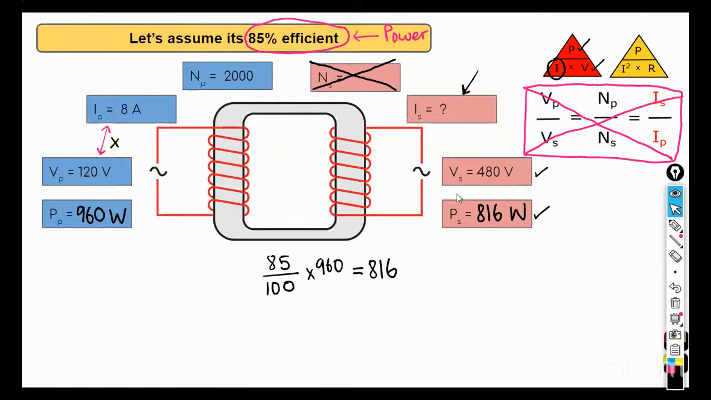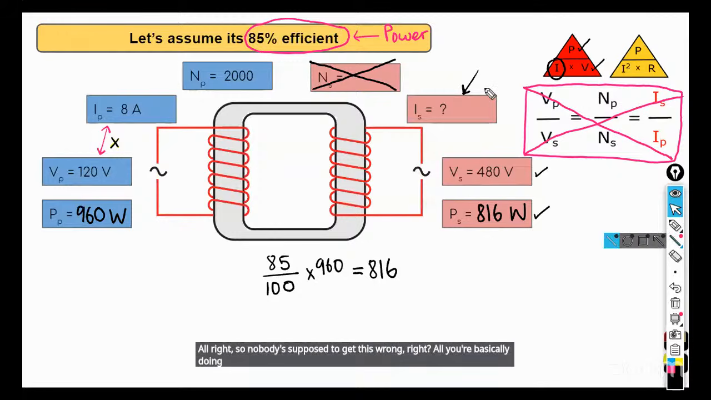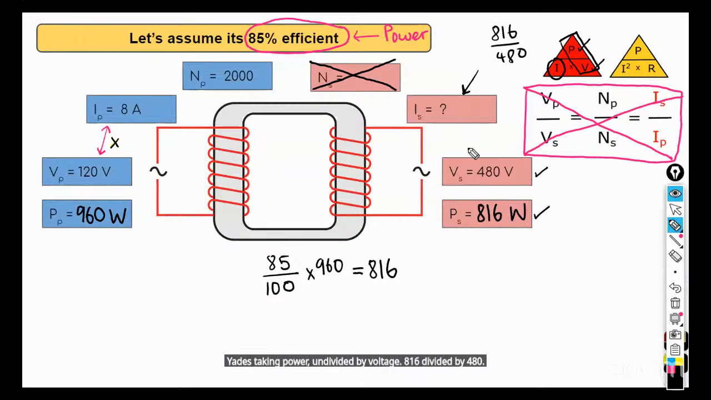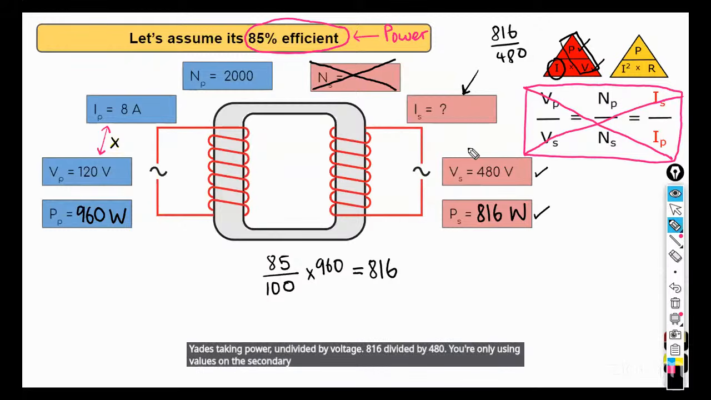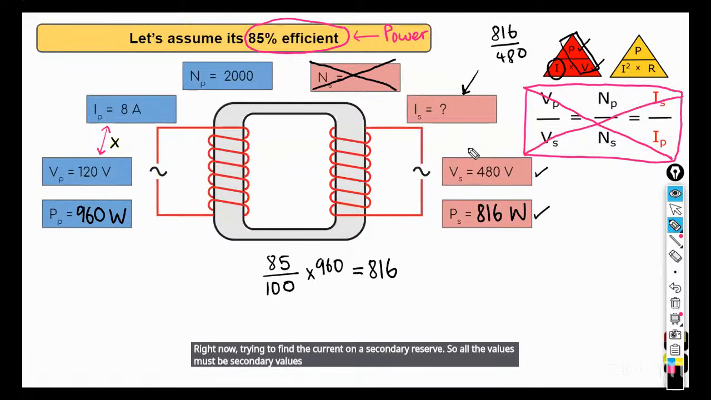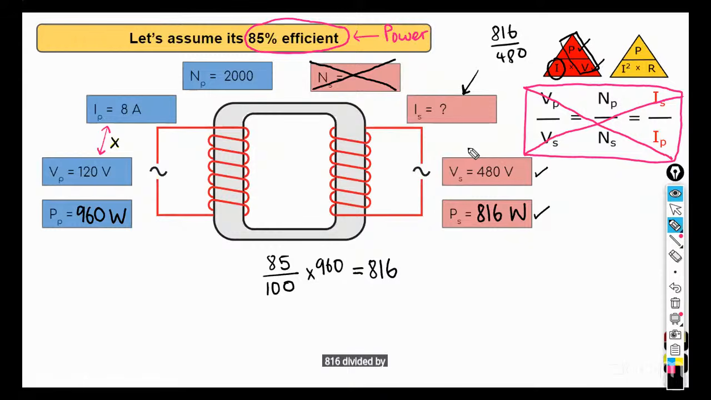Right. So nobody's supposed to get this wrong, right? All you're basically doing to find the current here is taking power and dividing it by voltage. 816 divided by 480. You're only using values on the secondary side because right now we're trying to find the current on the secondary side. So all the values must be secondary values, not primary values. 816 divided by 480, and we got a real nice number. We get 1.7 capital A for amps.